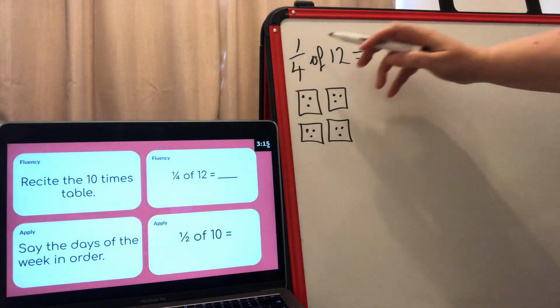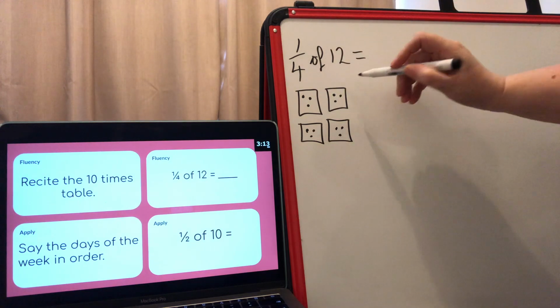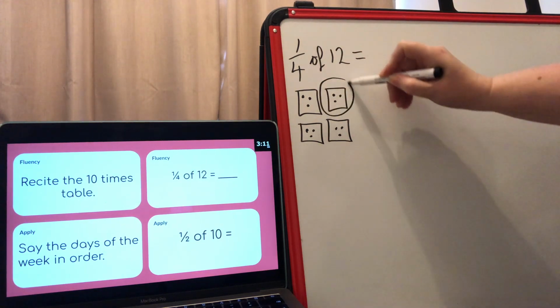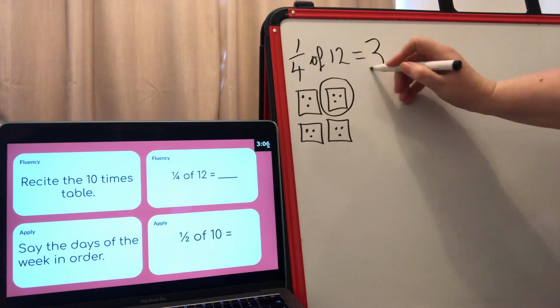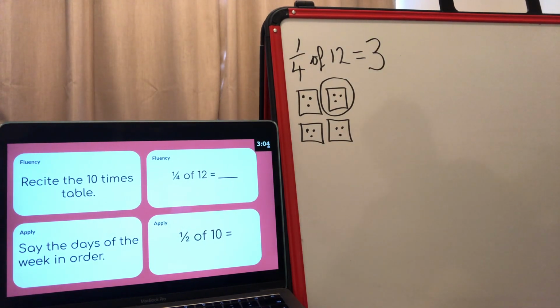How many quarters did we need? 1/4. The numerator was 1, so just circle one of those 4 parts and count the dots. 1, 2, 3. 1/4 of 12 equals 3.